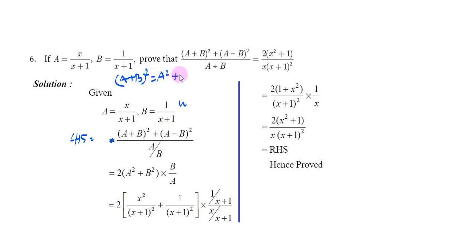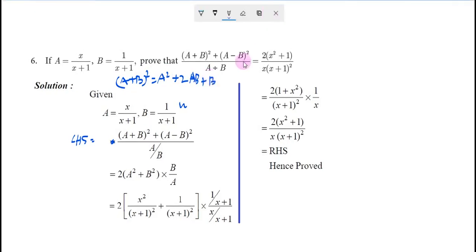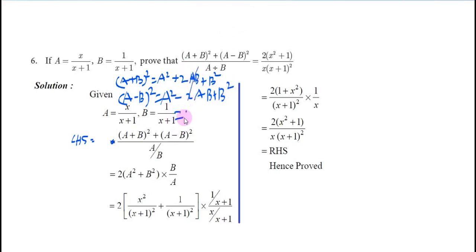a² plus 2ab plus b². Now (a minus b)² means a² minus 2ab plus b². So when we add, we cancel the 2ab terms. So 2 times a², 2 times b². When we take 2 common, this is a² plus b².